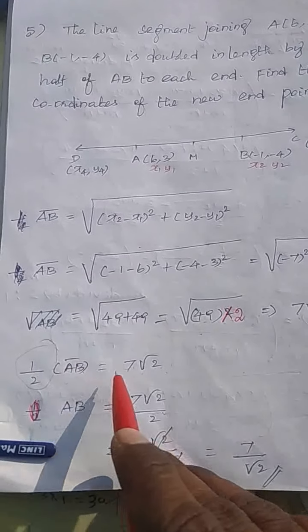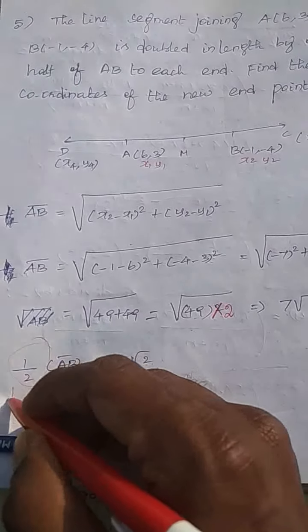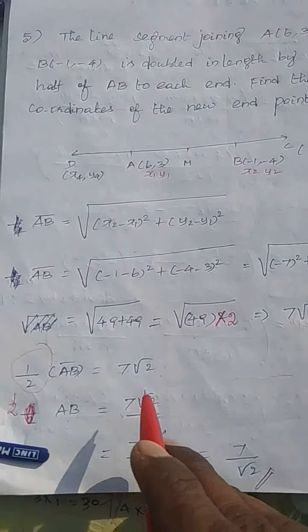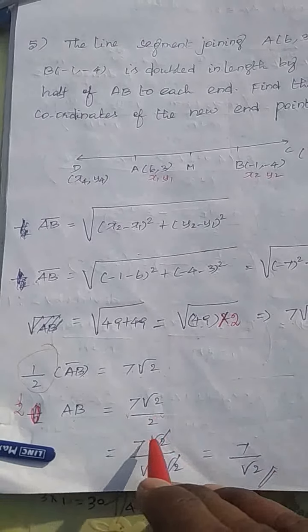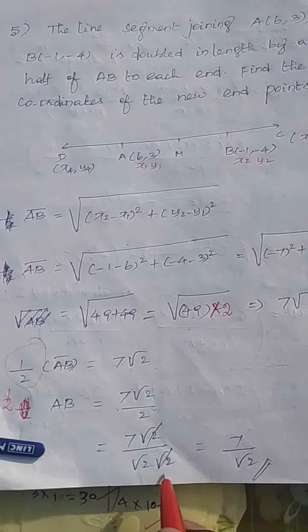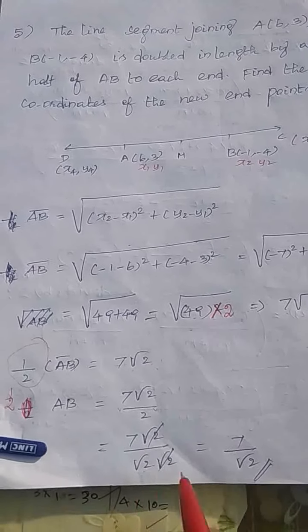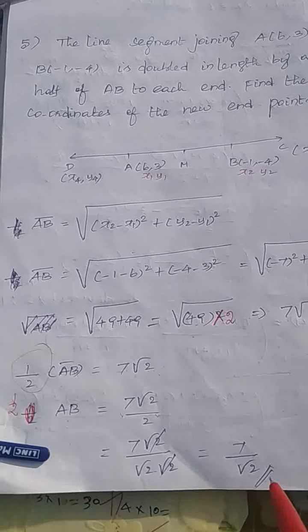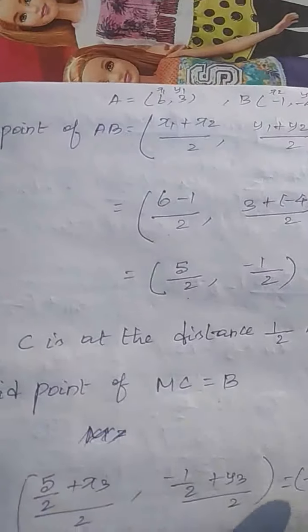1 by 2 AB bar equal to 7 root 2. So half of AB equal to 7 root 2 by 2. So 2 how to write? Root 2 into root 2. So root 2 cancels, remaining only 7 by root 2. 7 by root 2.